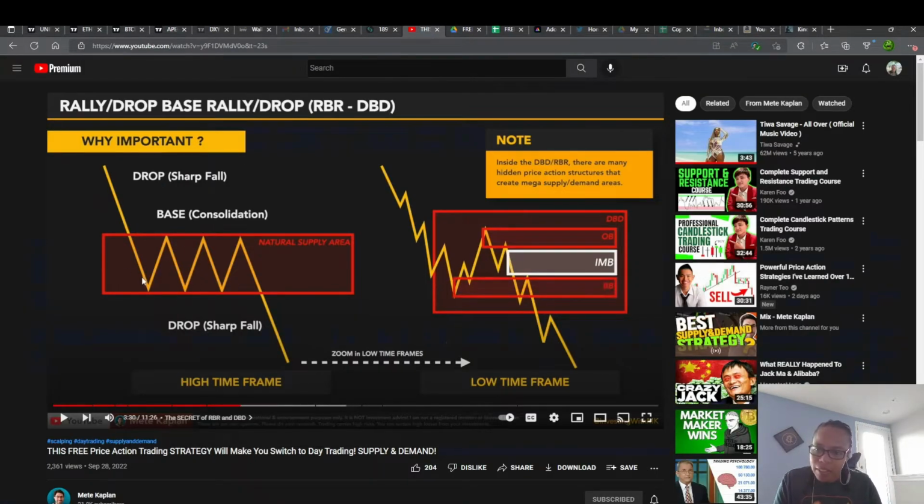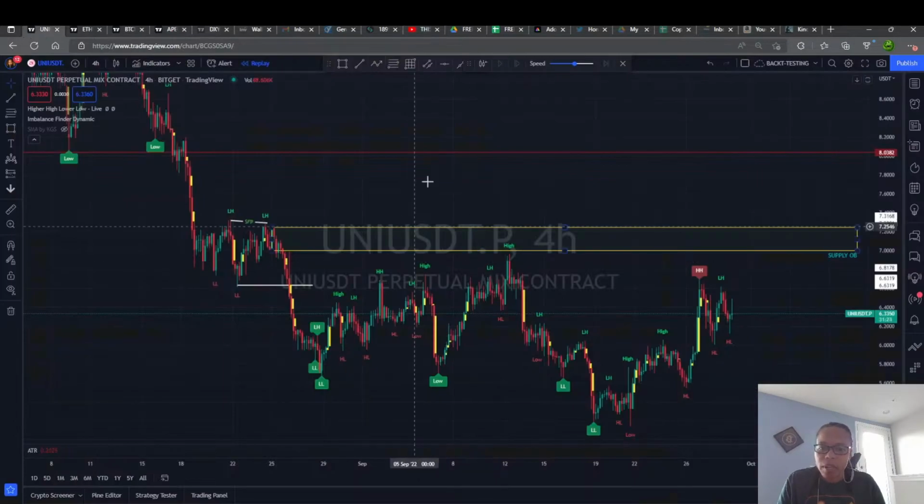So the drop consolidation, which is the base, creates a natural supply area, and then another drop. And then of course, if you go into lower time frames, you can look for areas where you can enter into something. It could be an imbalance, it could be an order block, it could be another drop, base, drop, et cetera. So that's what I'm looking for.